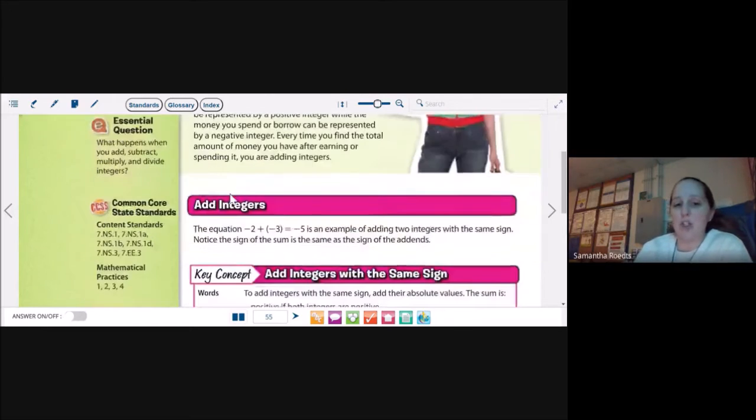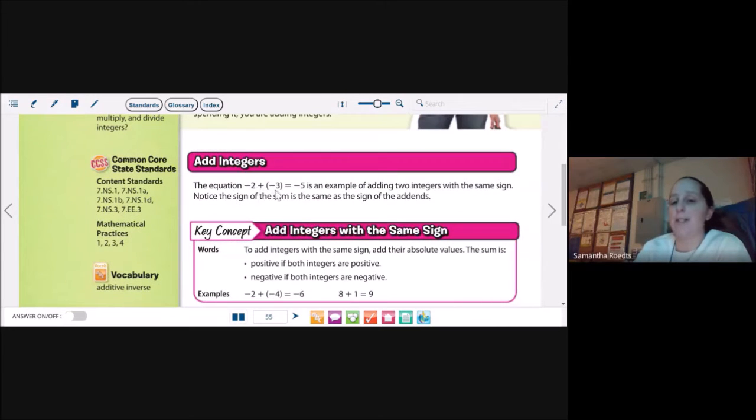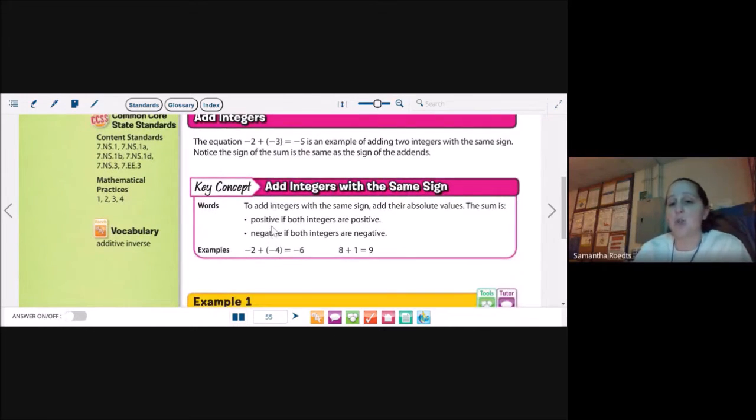Add integers. The equation -2 plus -3 equals -5 is an example of adding two integers with the same sign. Notice the sign of the sum is the same as the sign of the addends. Okay, so they're both negative. Key concept, add integers with the same sign. To add integers with the same sign, add their absolute values. The sum is positive if both integers are positive and negative if both integers are negative.